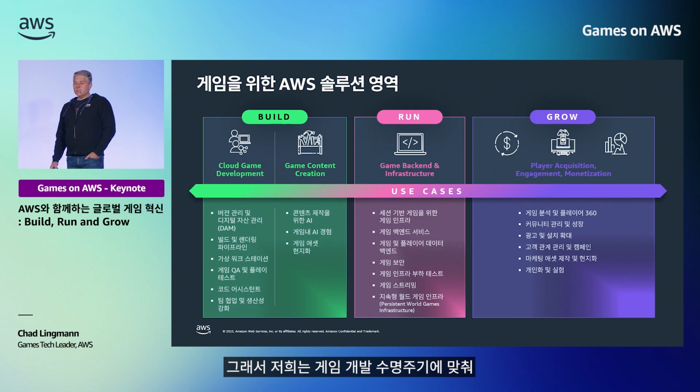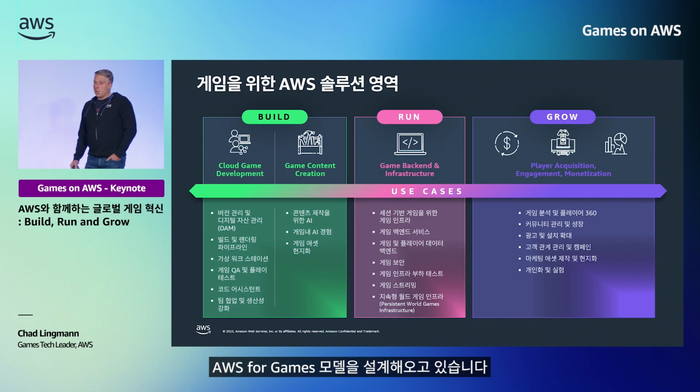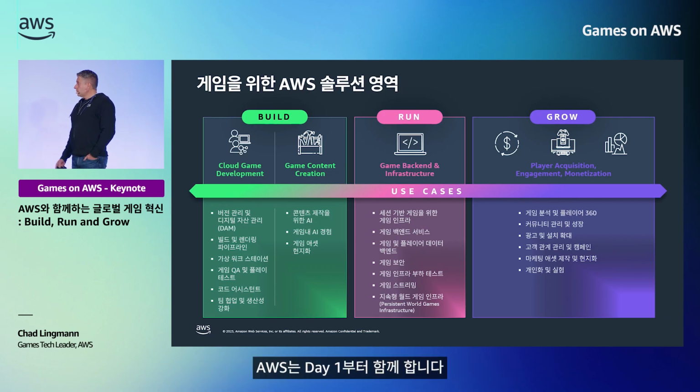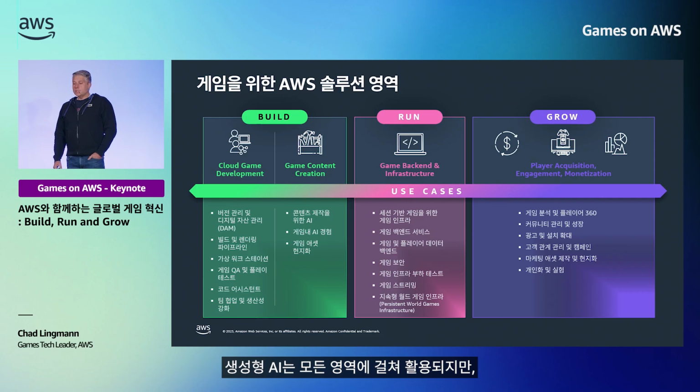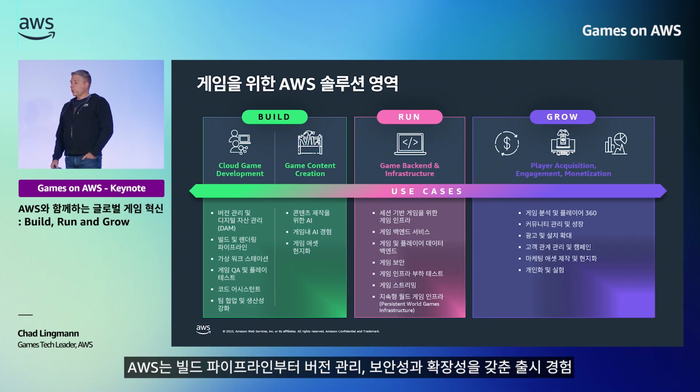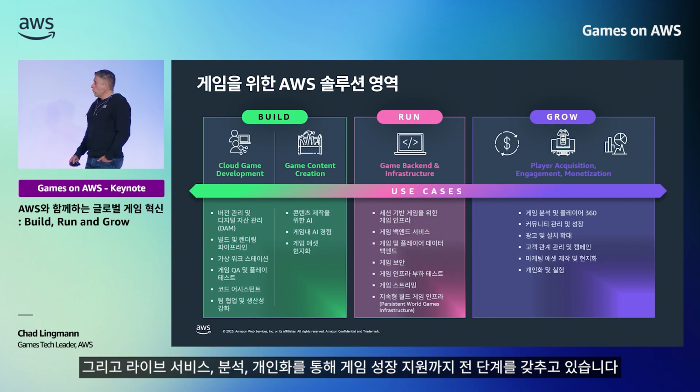So we've aligned our AWS for Games model to match the game development lifecycle: build, run, and grow, enabling studios at each of these phases. From day one, we are here to help. Generative AI runs across all of these use cases, with a particular heavy focus in game content creation. We have support from build pipelines to version control to a secure and scalable launch experience. And finally, supporting your game growth with live services and analytics and personalization.